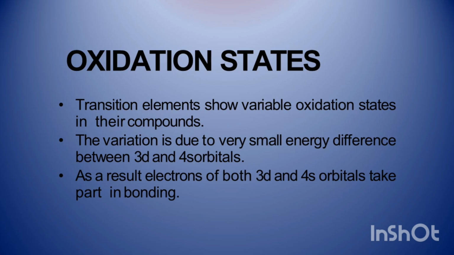Students, one of the most important properties of transition elements is that they have variable oxidation states. Transition elements show variable oxidation states in their compounds as well. The variation is due to the very small energy difference between 3d and 4s orbitals, and as a result, the electrons of both 3d orbital and 4s orbitals take part in the bonding. That is why they have variable oxidation states.